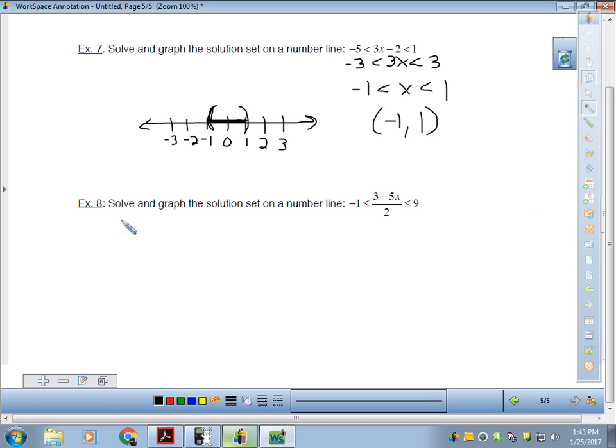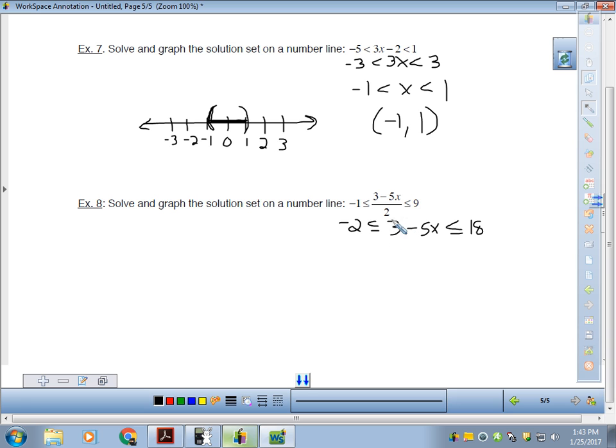All right. Example 8 asks us to solve and graph the solution set. We have negative 1 less than or equal to 3 minus 5x over 2, less than or equal to 9. Another compound one. First thing I'd want to do is get rid of the divide by 2. To get rid of divide by 2, I need to multiply by 2. If I do that in the middle, though, I have to do it on the left and on the right. So negative 1 times 2 is negative 2, less than or equal to 3 minus 5x, less than or equal to 9 times 2, which is 18.